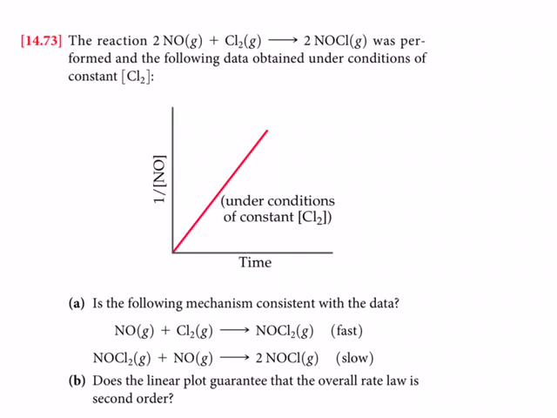So the first thing I notice in this graph is that it's a graph of the reciprocal of concentration versus time, which I remember is the test for a second-order process, and it's linear. So that tells me that the reaction is second order in NO. So it's got to be second order in NO. Is the following mechanism consistent with this data?